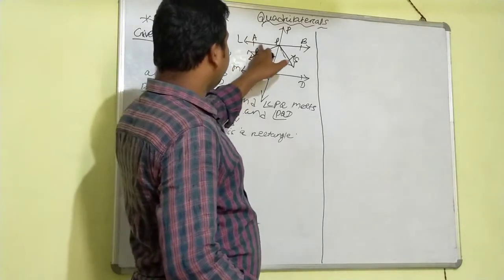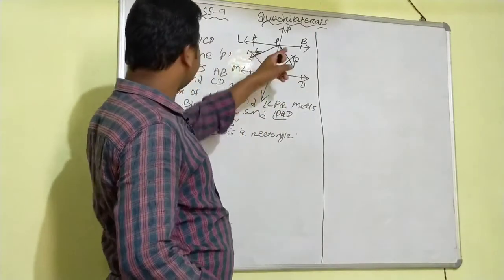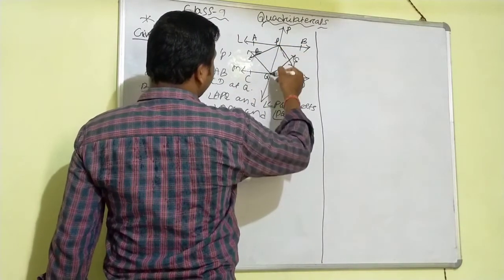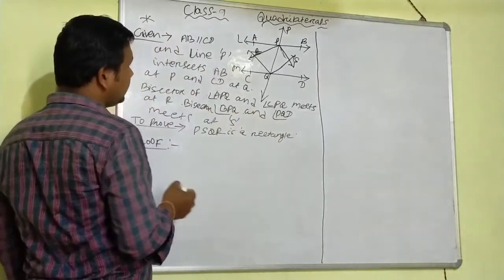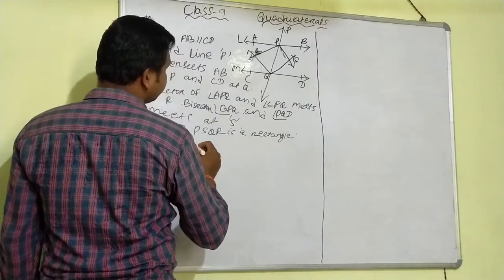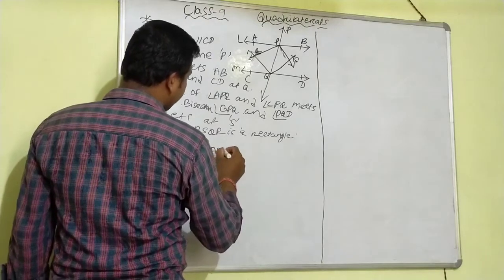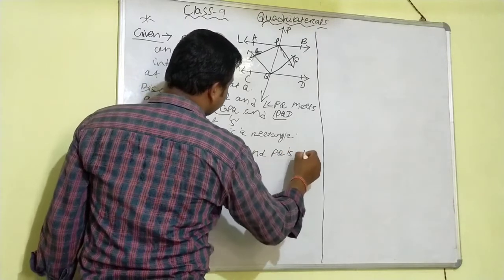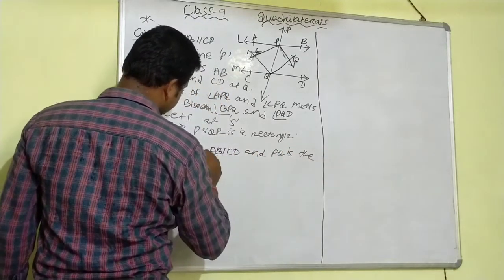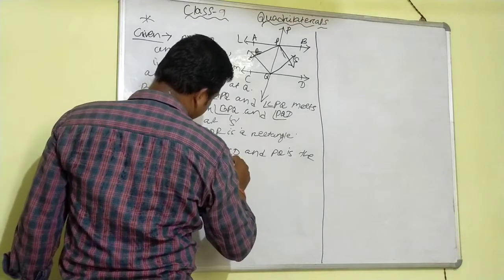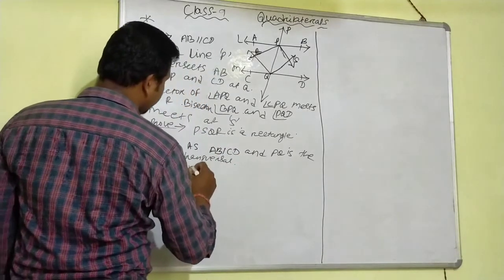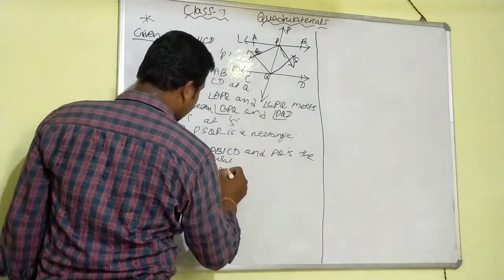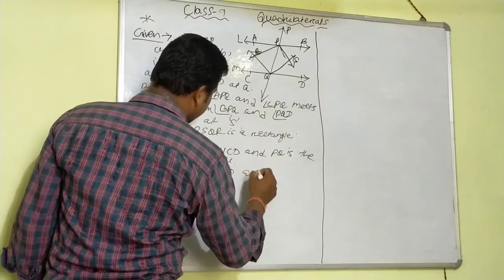Dear students, you know AB is parallel to CD and PQ is the transversal. So angle APQ equals angle PQD as alternate angles. We can write: AB parallel to CD and PQ is the transversal, hence angle APQ equals angle PQD, alternate angles.